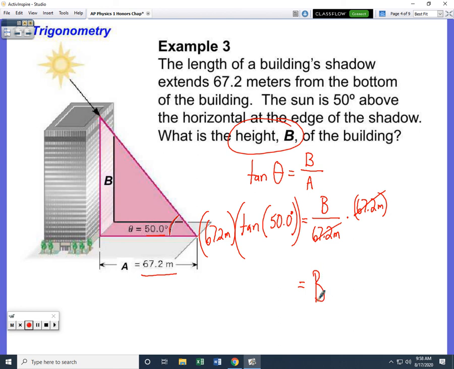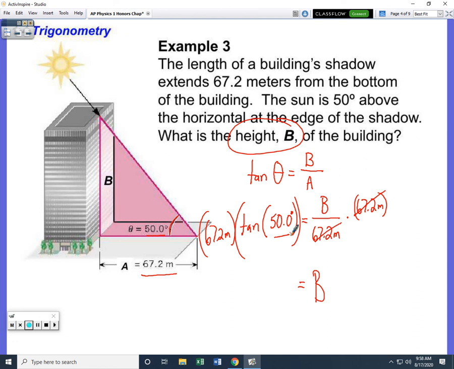Now the problem I run into on my setup here is I don't actually have a scientific calculator. So I'm going to pull out my scientific calculator. Make sure your scientific calculator is in degree mode. If you do not know anything about that, contact me and I'll try to help lead you through how to do that. But you want to make sure that it is.